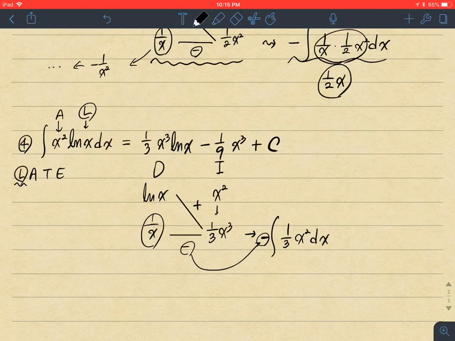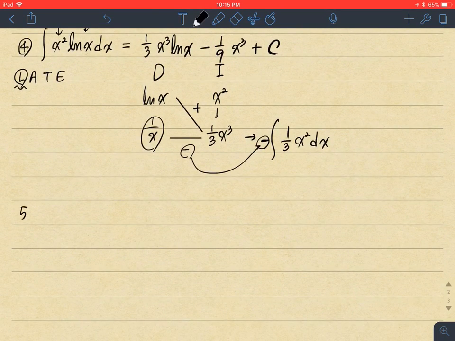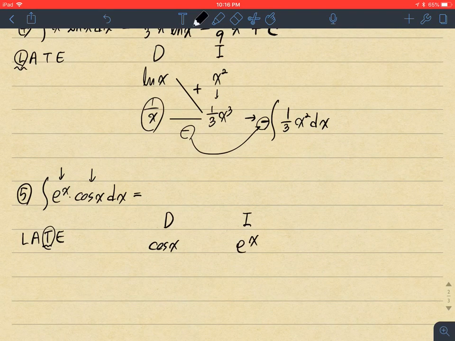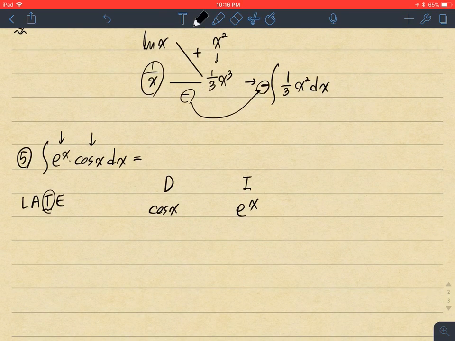Okay, all right, finally the last example will probably be the hardest one, but you can do this. All right, come on. Get the antiderivative of e to the x times cosine x dx. So here you got an exponential function and a trigonometric function, LATE. So T is on the left side, so D, I: you write cosine x, e to the x. So you take the derivative of this, minus sine x, e to the x.